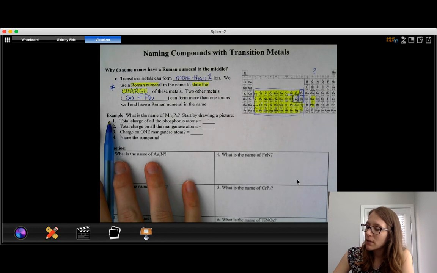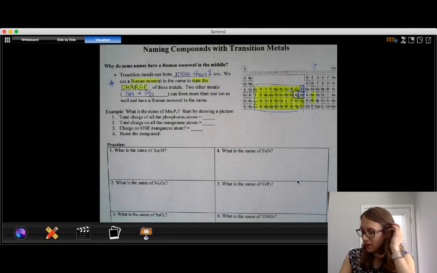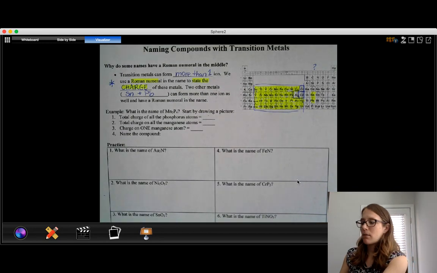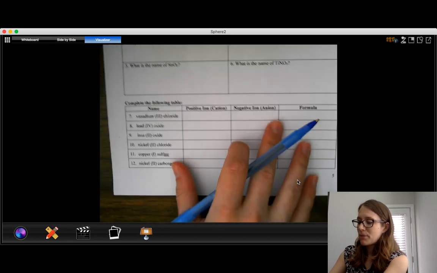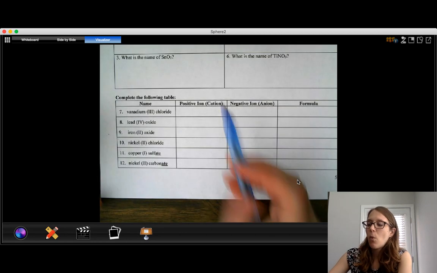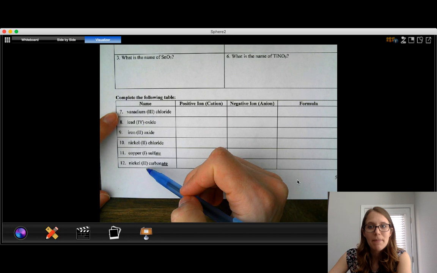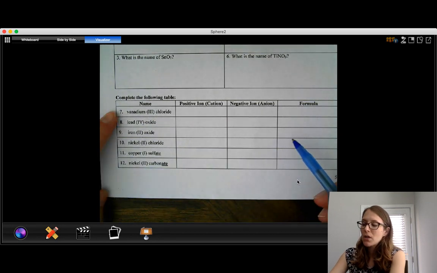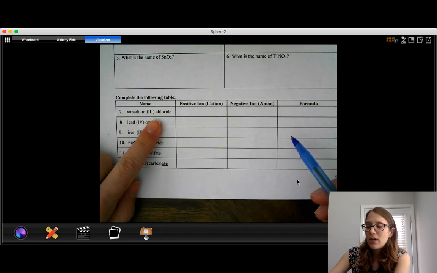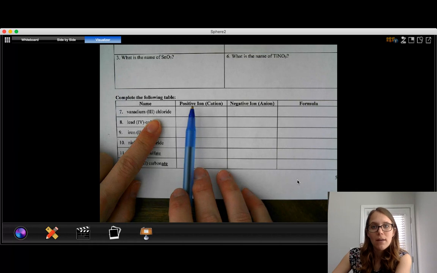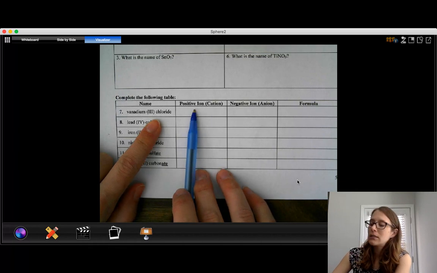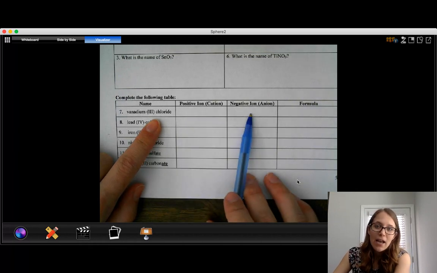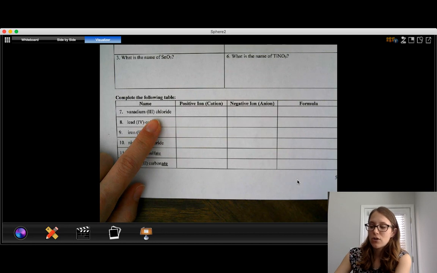All right, so let's go ahead and take a look at this. And I'm going to do this a little bit backwards. I'm going to skip to the bottom of the page. So let's go ahead and practice what happens if we're given the name. How do we turn that into a formula? So remember that anytime we're given a name, we need to figure out what is the positive, the cation, what is the negative, the anion, and then are they a perfect match or a crisscross?